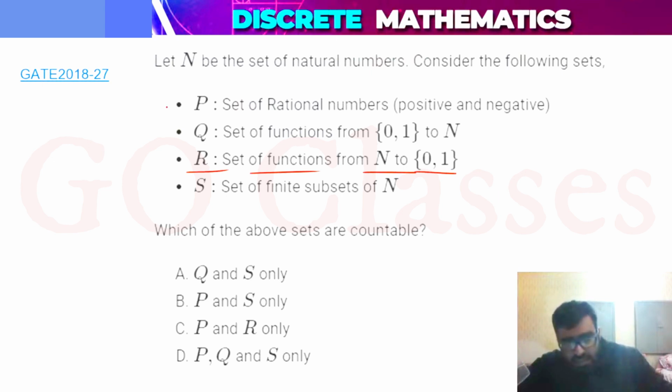Now, yesterday we have seen this P, Q, S. These three things we have already seen. Let's see this R: set of functions from N to {0, 1}. So I think Ujefa was talking about this example, I have seen in the chat. Yes. Ujefa, this is the example you are talking about. So let's see this R, set of functions from N to {0, 1}.